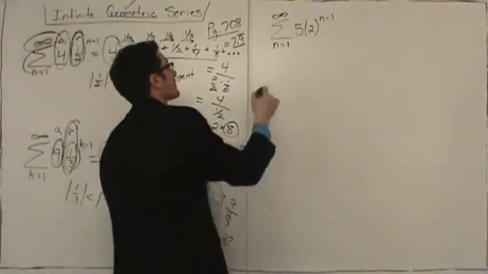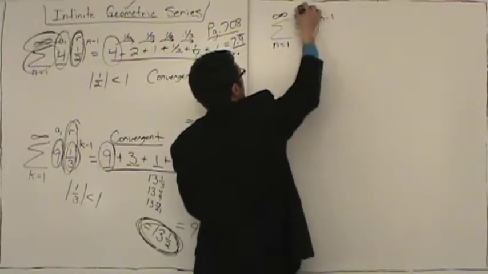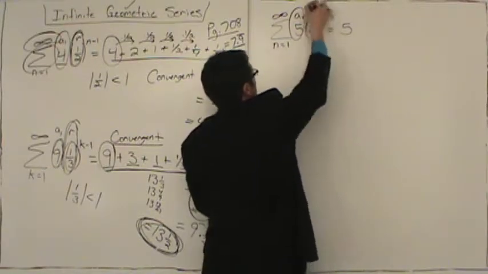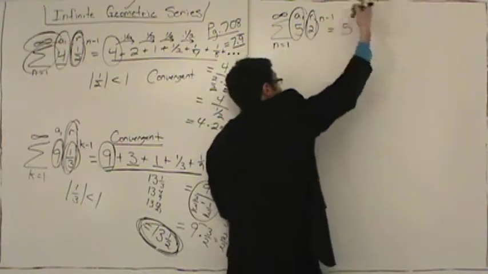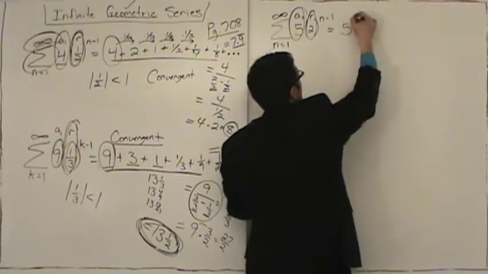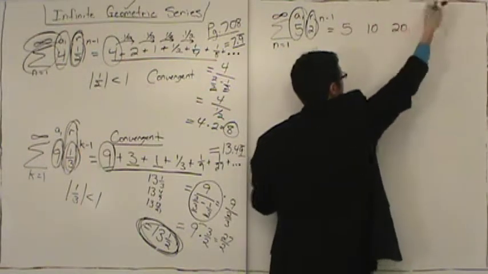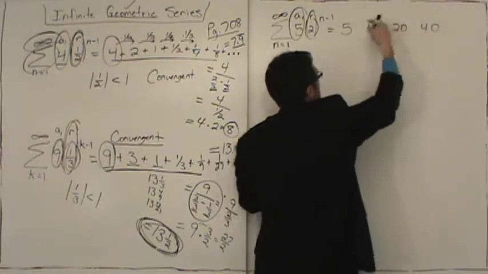So the question is, what is our first value? A sub 1. What is a sub 1? A sub 1 is 5. So we have 5, and what is our r value? R value is 2, so what are we multiplying by to get to the next number? Well, we're multiplying by 2. So 5 times 2 is what? 10. Times 2 again is what? 20. Times 2 again is what? 40. Always write out the first 3.